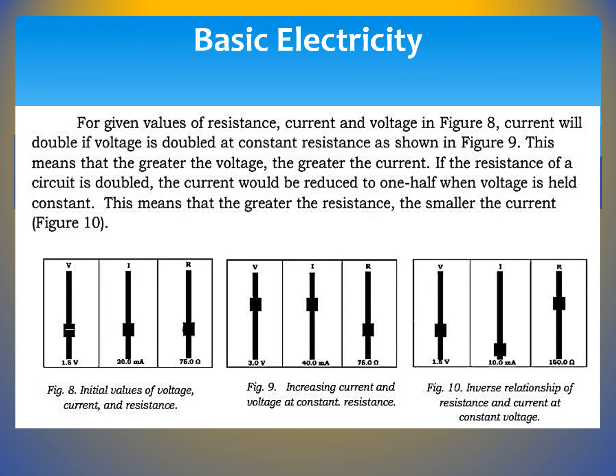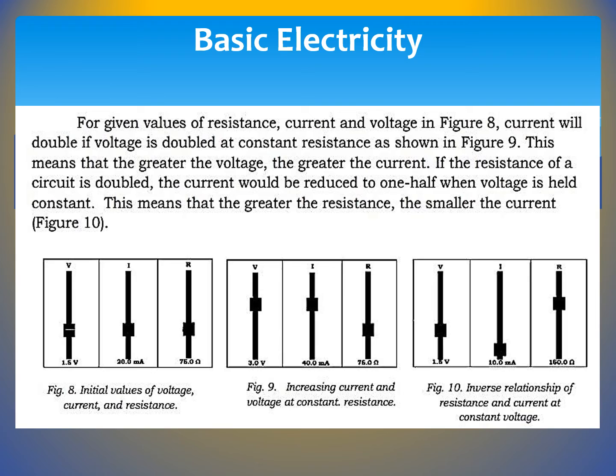All right, so for these figures, for given values of resistance, current, and voltage, as you can see on figure 8, it's the initial values of voltage, current, and resistance. So it means to say that it's at constant. Now, if you look at figure 9, we increased or doubled the voltage at constant resistance. So what's going to happen with the flow of electricity or the current? It's actually doubled also, because as mentioned, it is directly proportional.